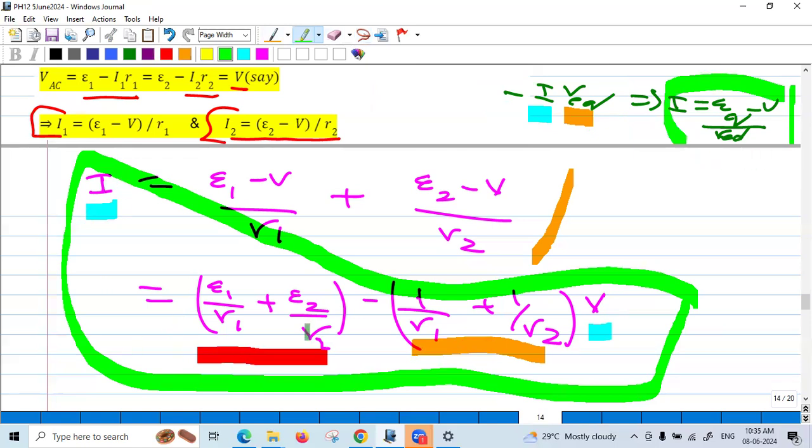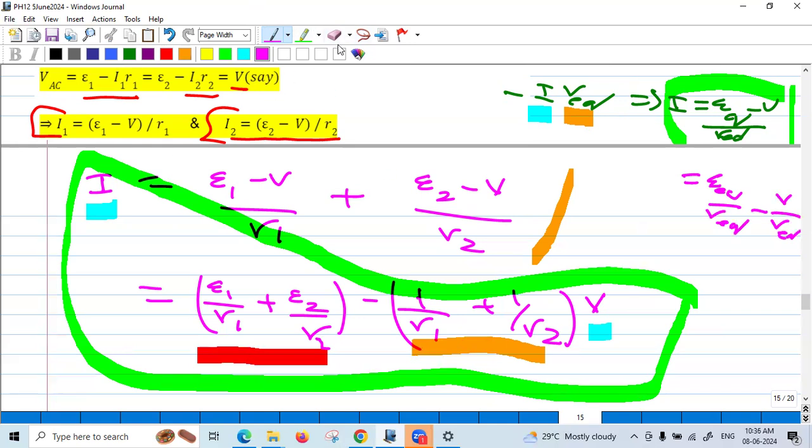I equal to something: on the right side there is some voltage term and then some V term. This is that same form. Current is on the left side and V is on the right side. So I have to compare these two. So this I can write as two terms: I equal to E equivalent by R equivalent minus V by R equivalent.